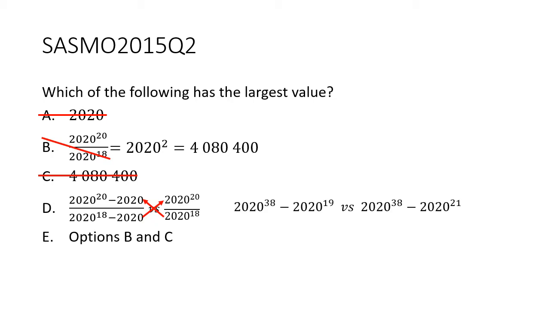So the numerators that we will get is 2020 to the power of 38 minus 2020 to the power of 19 versus 2020 to the power of 38 minus 2020 to the power of 21. Now 2020 to the power of 21 is a larger exponent than 2020 to the power of 19. Since there's a larger exponent, you're subtracting by a larger number, then the first expression has to be larger than the second expression. So we'll eliminate option E, and D will be our final answer.